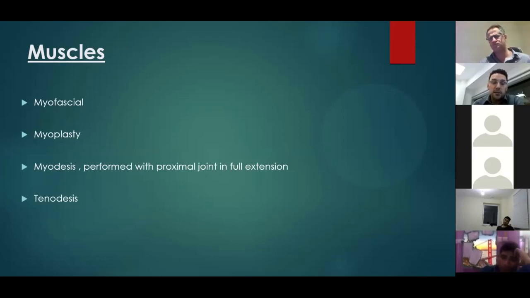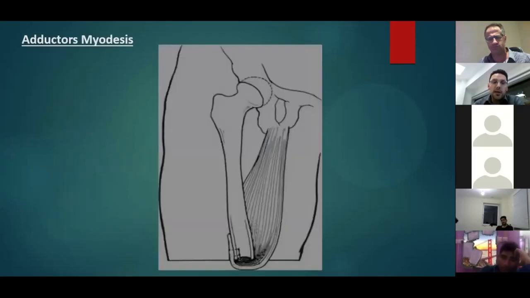Otherwise, this will lead to fixed flexion deformity of the hip. And the fourth option is tenodesis, stitching the tendons to the bone. I like this illustration, it's quite a nice illustration. This adductor myodesis is commonly done for above knee amputation. The idea here is to balance the hip abductor muscle force by stitching the adductors to the bone end.